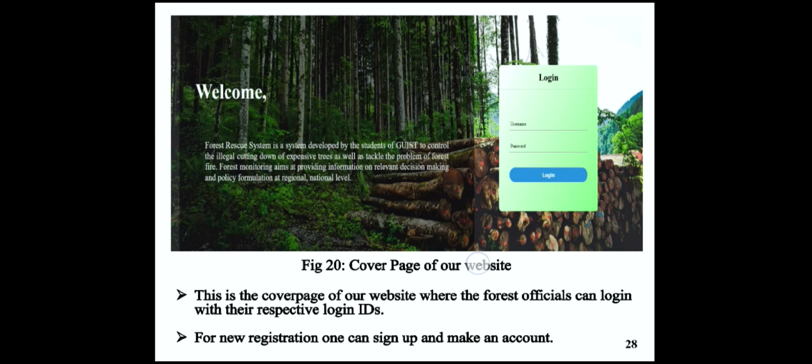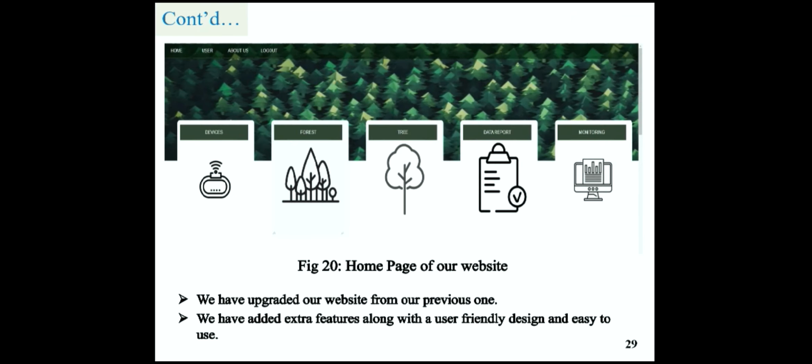Next, we will see the home page. So this is the home page of our website. It has different columns like devices, forest, trees, data report, and monitoring. The devices list and adding a new device come under the devices section. Similarly, the forest list and adding a forest are in the forest section. Adding new trees or searching for a tree is located in the tree section. And all the data reports, either from the real-time monitoring part or if any sensor is not working, so the faulty device report, is also received in the data report section. And last is the real-time monitoring, which we will see in the later part of our video.